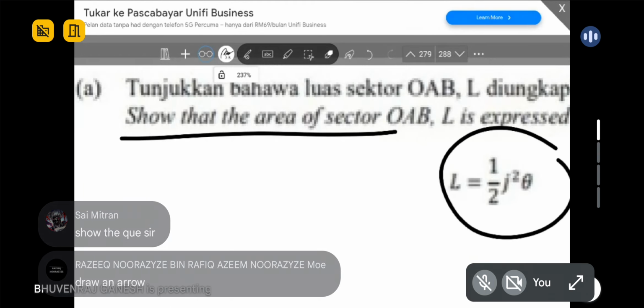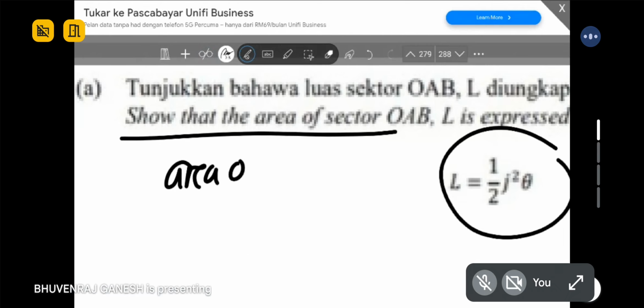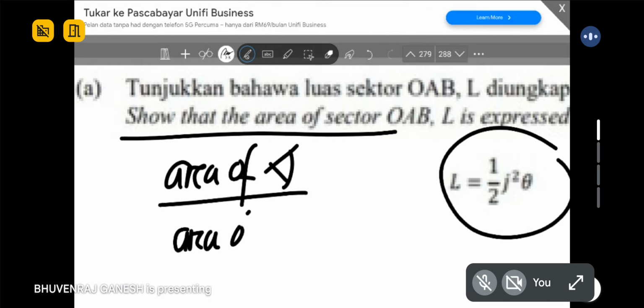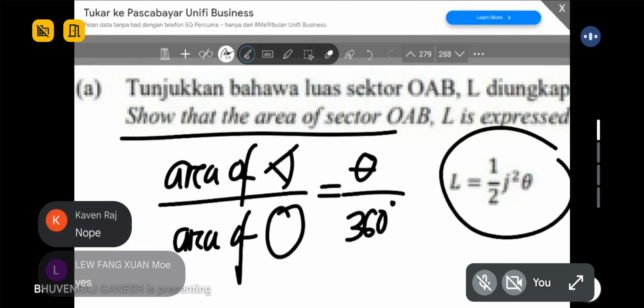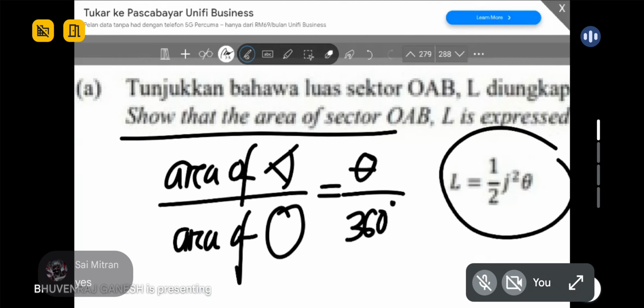Yes. The answer is you guys must take area of sector over area of circle is equal to theta over 360. Do you guys still remember this formula? Mathematic biasa. Kamu ada rumus ni kan? Lower form got teach you already. Maths. Circle chapter. This is the formula.